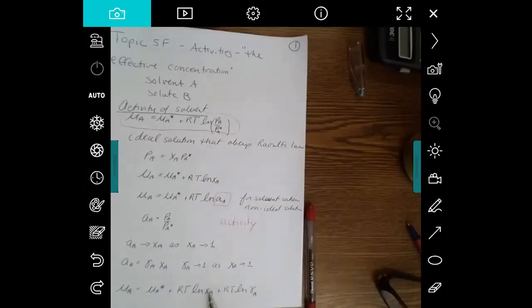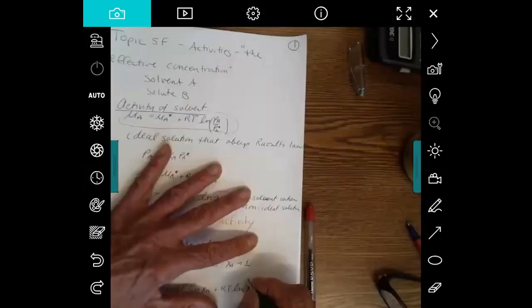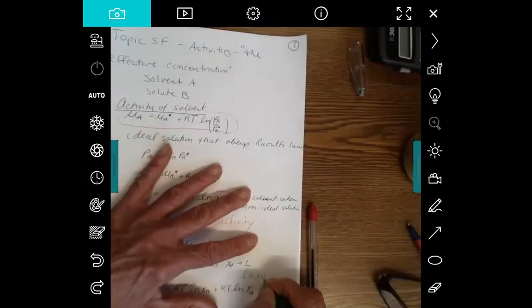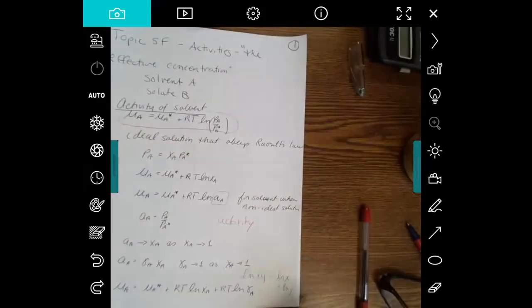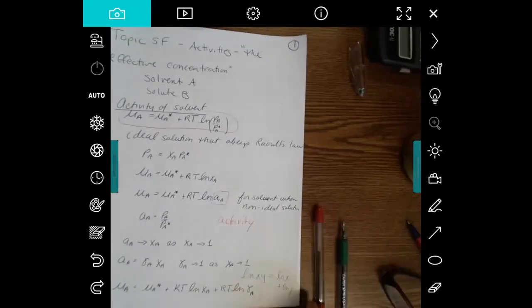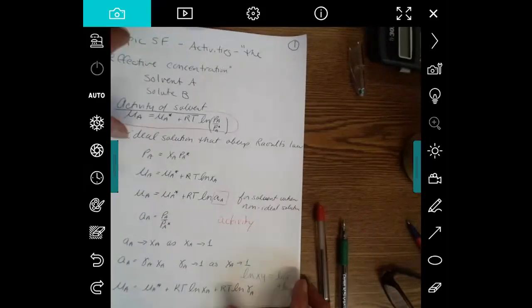We can split this up. So now if we put in the activity coefficient and the mole fraction, then you can split those two terms, because we know that the ln of x times y equals the ln of x plus the ln of y. And therefore, this will give us a way to determine this correction experimentally. We'll be able to solve and measure that activity coefficient experimentally.